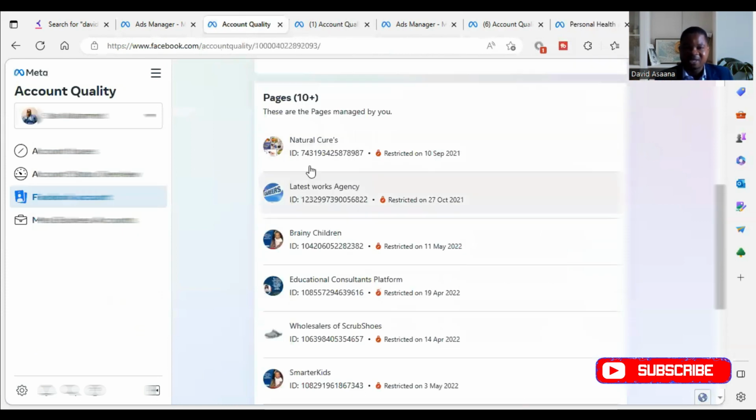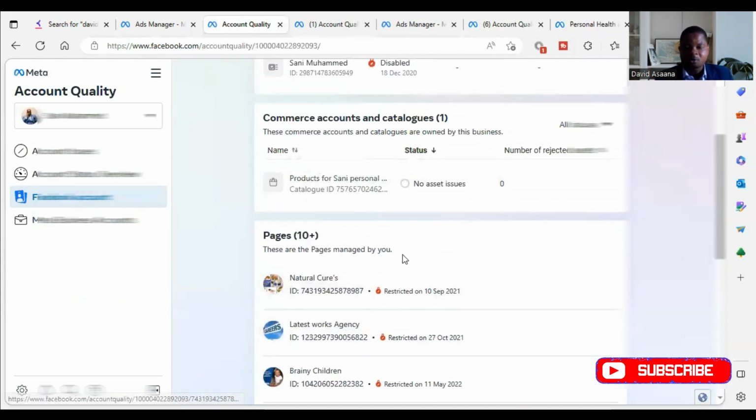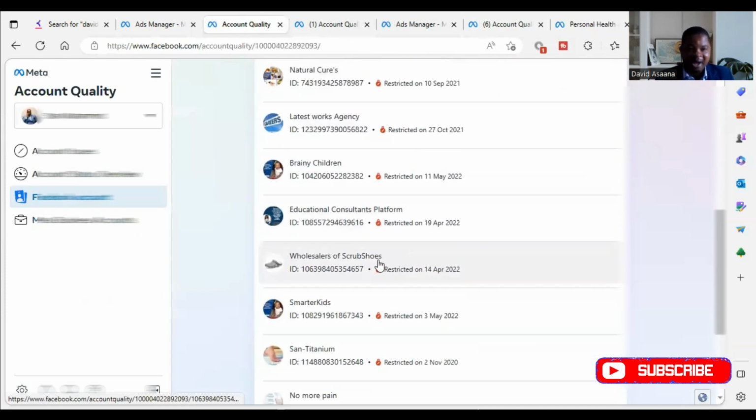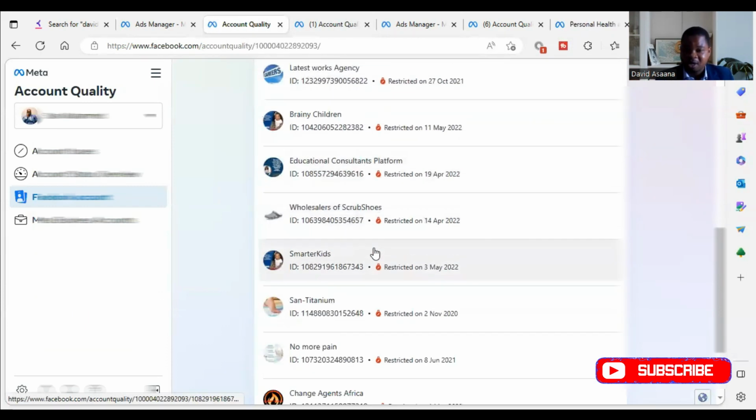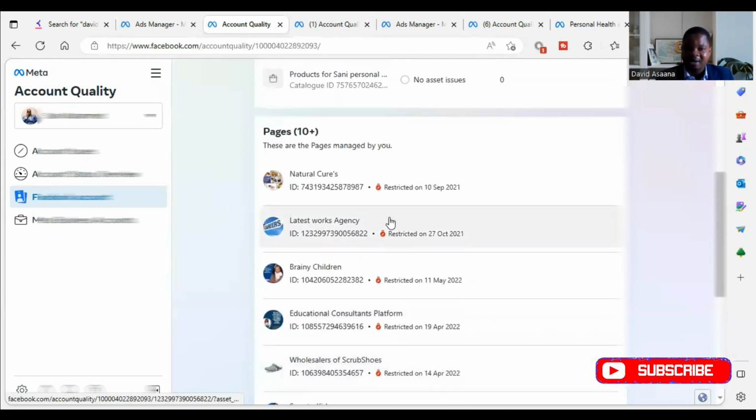So if your advert is rejected, you follow the process, understand why the advert was rejected and what you need to do in order to make sure that it is accepted. Rather than they disable the page, then you go and create another page. They disable it, you create another one, they disable it. You end up restricting your whole account because it's like you are spamming the system, creating so many pages.